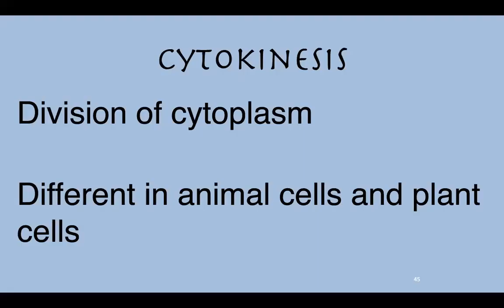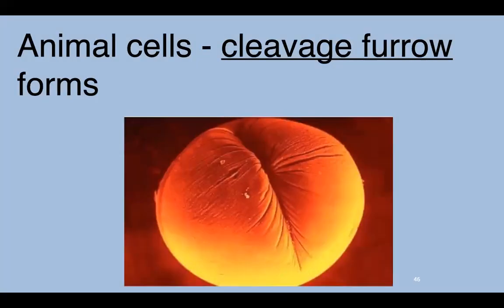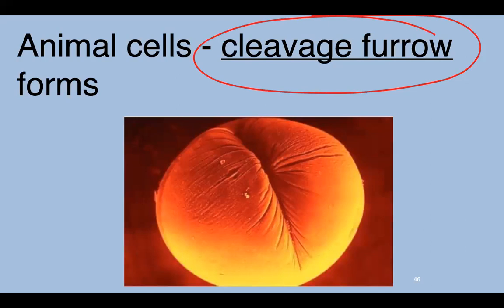Now we have cytokinesis. Again, cyto meaning cell, kine meaning movement, and cis meaning process. So it's a process of moving the cell, or the cell is moving. This is the division of the cytoplasm. And like I said, it's going to occur differently whether you're a plant cell or an animal cell, I would say exclusively or only because of the cell wall. So in animal cells, what happens is a cleavage furrow forms.